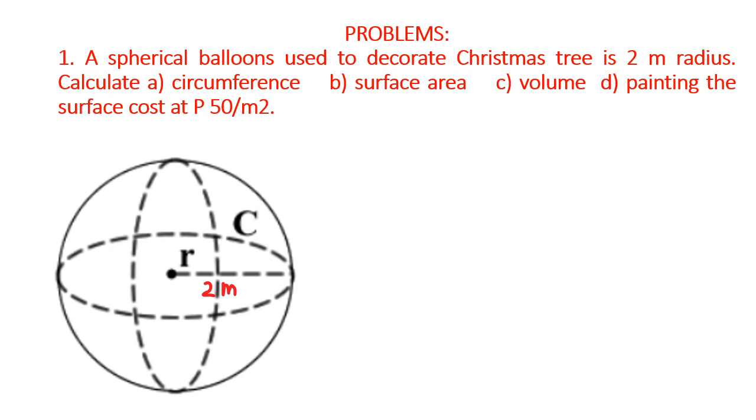Spherical balloons used to decorate Christmas trees, 2 meters radius. Calculate circumference, surface area, volume, and the cost of painting at 50 pesos per square meter. So your solution would be this one.